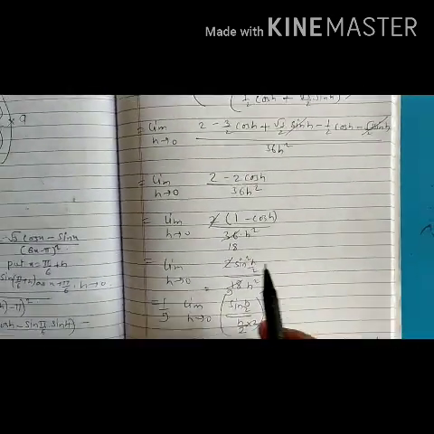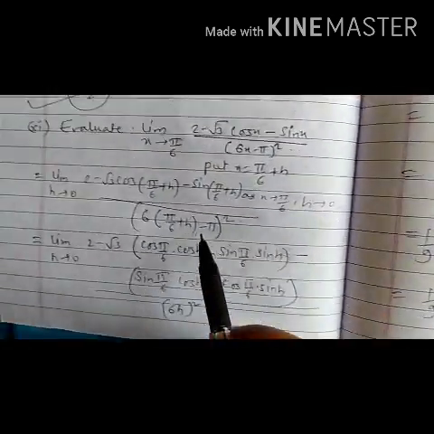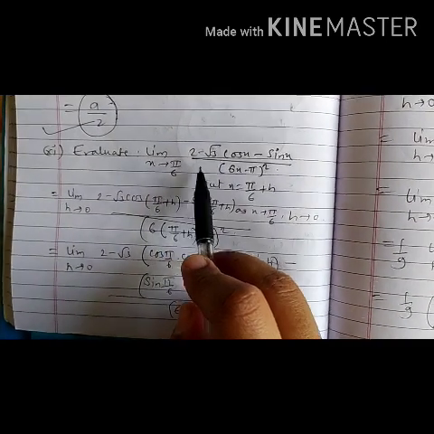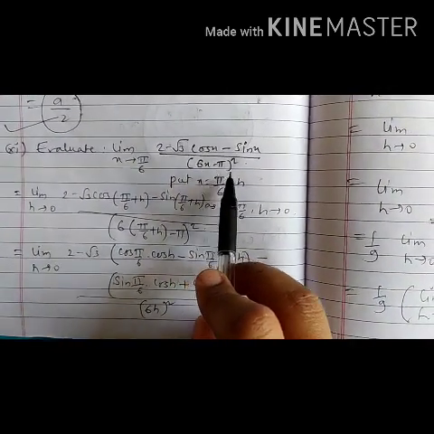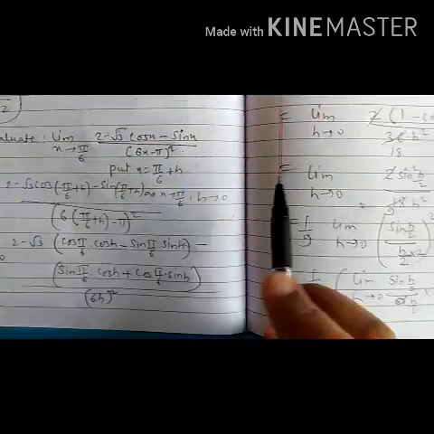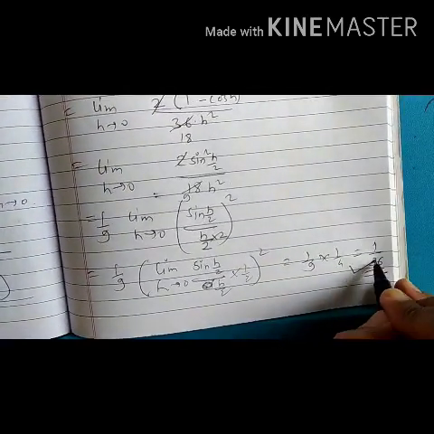Understood? So we have limit as x tends to pi by 6, (2 minus root 3 cos x minus sin x) upon (6x minus pi) whole square. Its limiting value is equal to 1 upon 36. Understood?